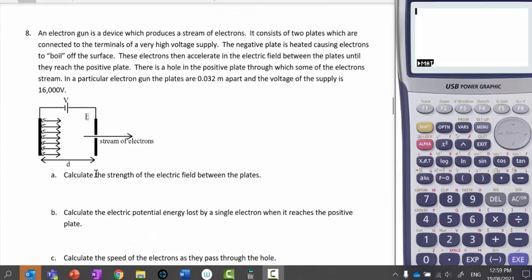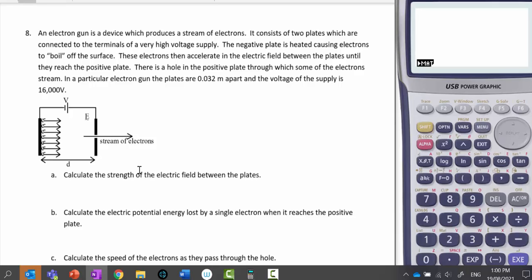Okay, now looking at question 8. An electron gun, also known as a cathode ray tube, is a device that produces a stream of electrons. It consists of these two plates. The negative plate is heated, causing electrons to be excited so they can be attracted to the side and pulled off the surface. These electrons then accelerate in the electric field between the plates. There's a hole, and so you see the electrons will go flying through this hole.